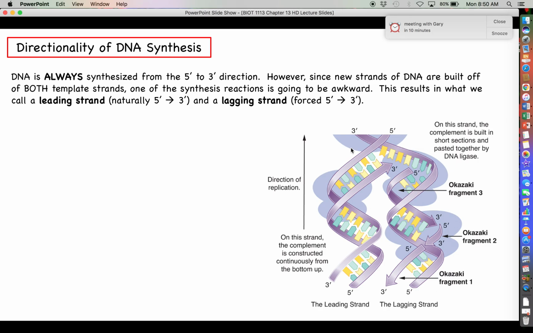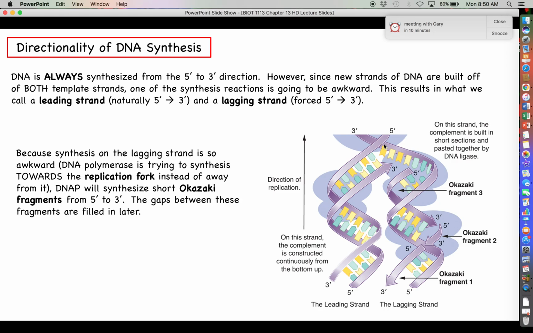Things are pretty simple actually for the leading strand. Because of the way that it is being unwound, DNA can be continuously synthesized from 5' to 3', and it doesn't cause any problems. But for the lagging strand, in order for DNA to be synthesized 5' to 3', eventually the synthesis is going to hit a roadblock, which is what we call the replication fork.